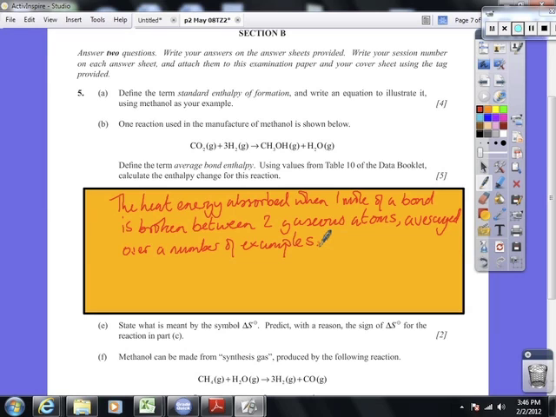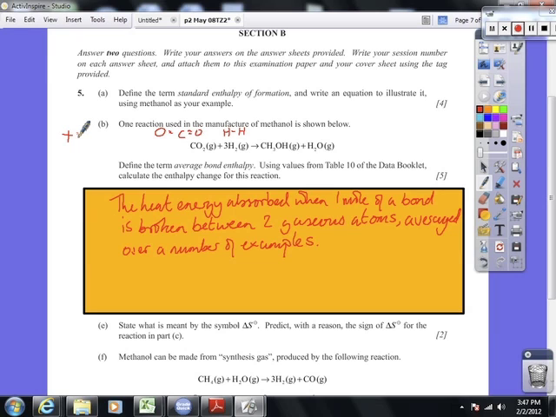So the enthalpy change for this reaction, what we're going to do to figure out enthalpy changes is we're going to take a look at bonds broken in the reactant molecules. 2 carbon-oxygen double bonds, 3 hydrogen-hydrogen bonds. We look up the values of those in the data booklet, and they are going to be positive values, bonds broken, endothermic.